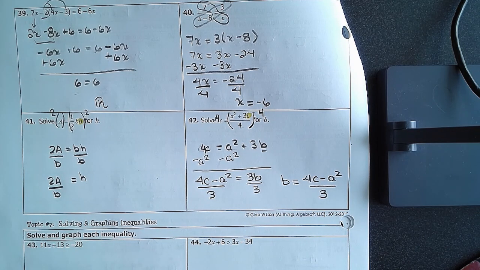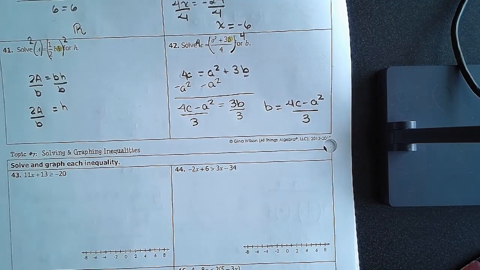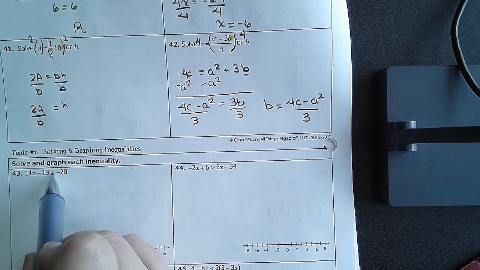Now, the next step is to deal with inequalities, and inequalities are pretty much just the same as equations, except for when we divide or multiply by a negative number. When we do that, we have to flip the sign.